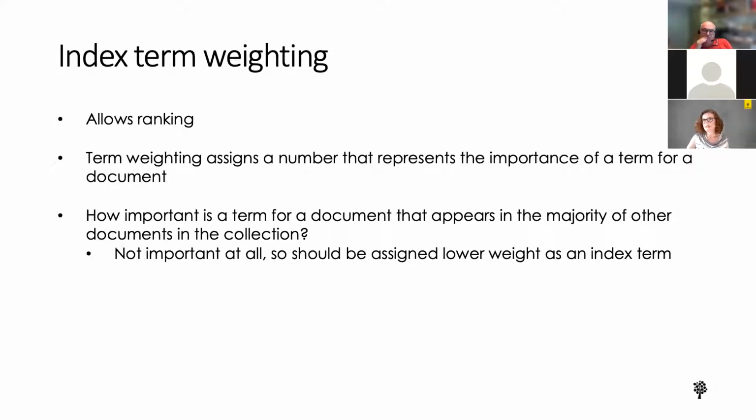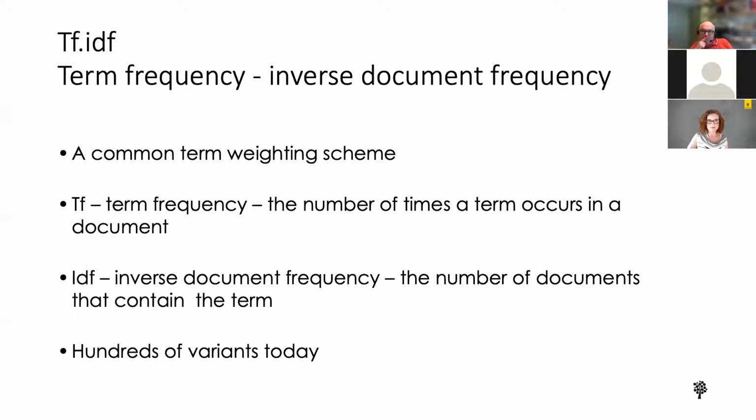Because if it appears very often in the entire collection, then it won't be very specific to that one document, as we know from the principle of indexing specificity that we need to follow when assigning controlled index terms. A very common weighting scheme is called TF-IDF, TF term frequency, so the number of times a term occurs in a document, and IDF inverse document frequency, the number of documents that contain that term. So these are put in relation.